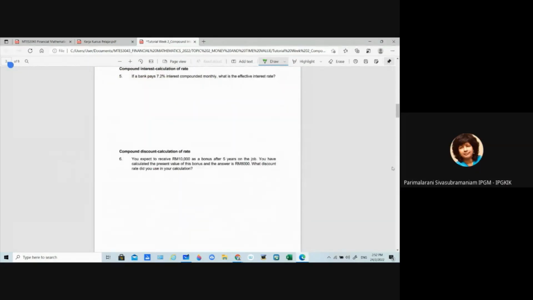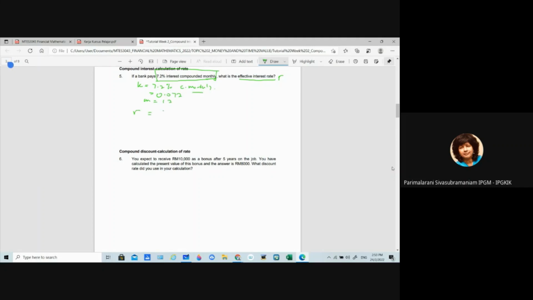Okay, question 5. If a bank pays 7.2% interest compounded monthly, what is the effective interest rate? The effective interest rate is R. You know that the bank pays 7.2% interest compounded monthly. When they give you this, it is the nominal interest rate. From here, we know that k is 7.2%, so k is equal to 0.072. M is 12, since it is compounded monthly.